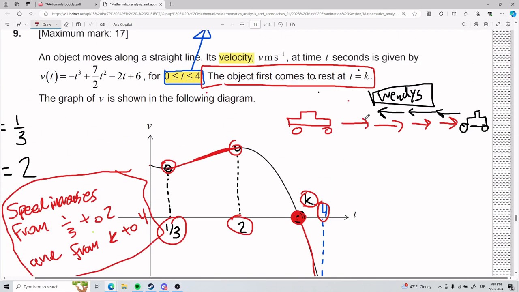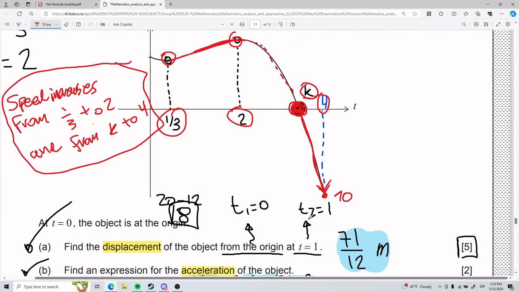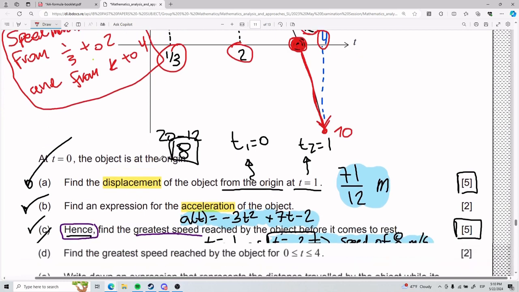So you're driving and you have a certain amount of speed. You pass the Wendy's, so you hit the brakes, and while you hit the brakes, velocity is dropping. Eventually you stop and you start going in reverse, right? Really focus on when speed is increasing. That is the main idea, all right? So speed increases from 1/3 to 2 and from K to 4.